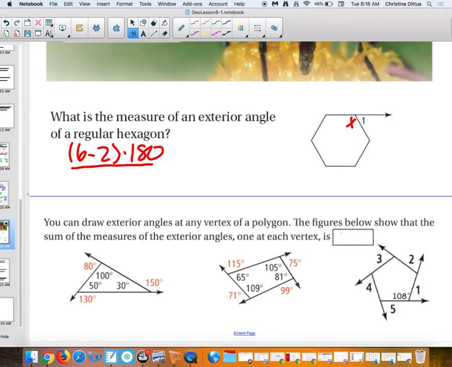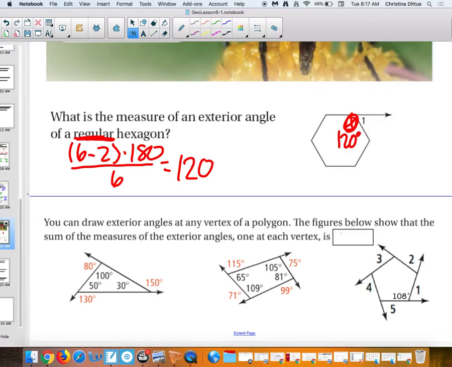Divide by 6. This is that formula that we just looked at. As long as I have a regular shape, I can use this formula. Take the total divided by how many there are. So 4 times 180 divided by 6, and how much does that leave me with? 120. So this angle right here, this x, is 120 degrees.